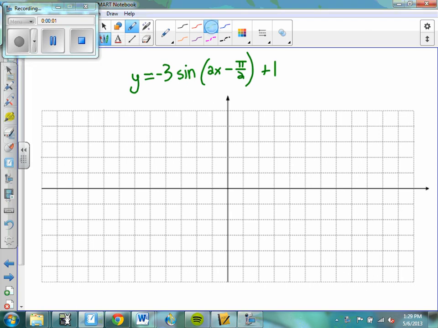This is as hard as I can make it. This is the toughest graph that I could throw at you. It's in radians. It has a phase shift. It's moved up one. It is going to change the period. It's going to change the amplitude, and it's negative. Okay, it's got everything that I could possibly do.